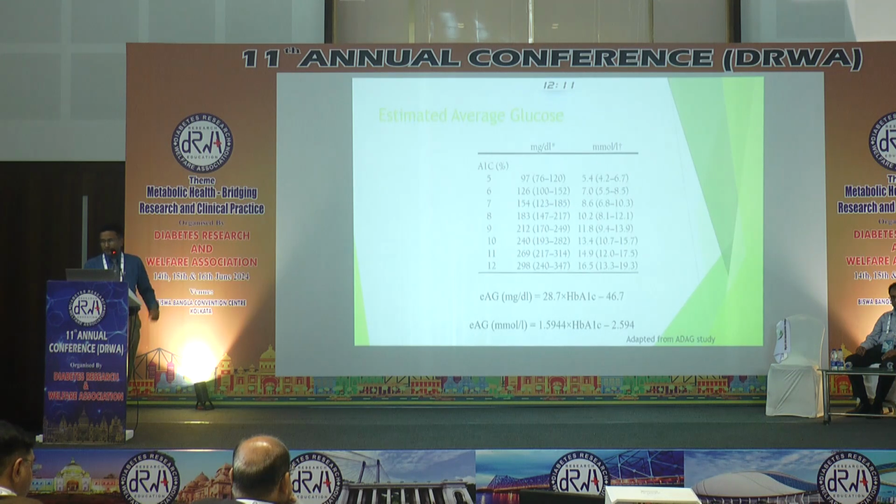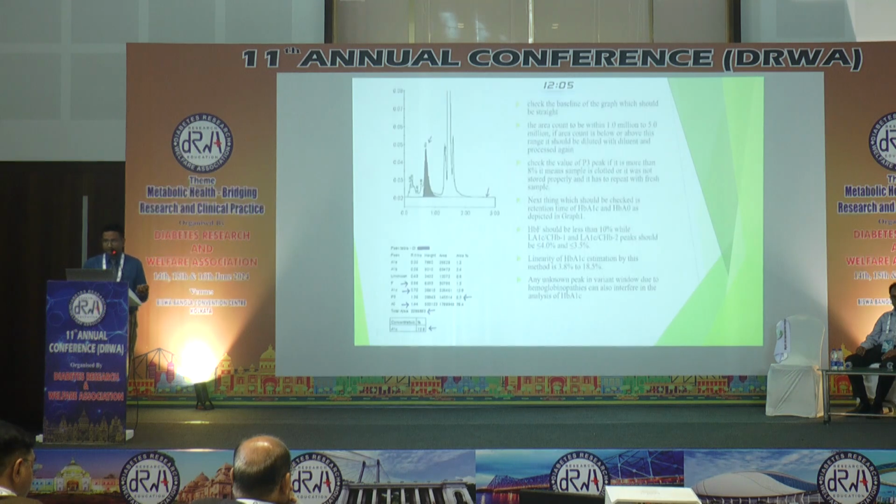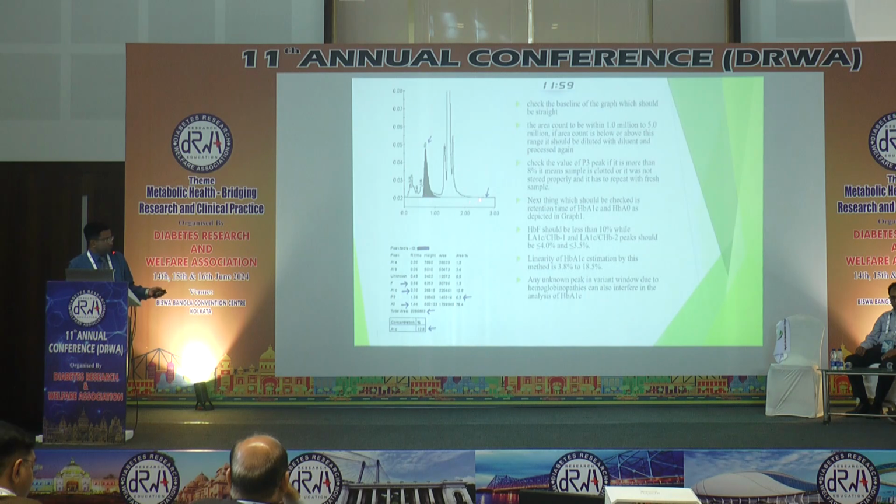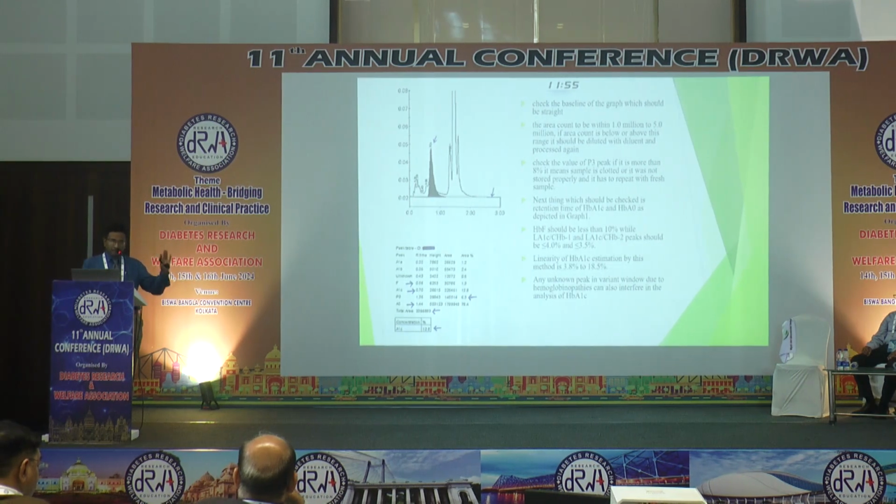This is adapted from the ADAG studies, and it is how we measure the average glucose. It is pretty accurate unless there is an underlying disease. And this is how the graphs are read. What I'm saying is that first we look at the base. When we commonly look at the HbA1c value, we only look at it on the printout of the reports, but on the next page you find this graph. This graph has equal importance. For example, first is this base. This base should be a straight line.